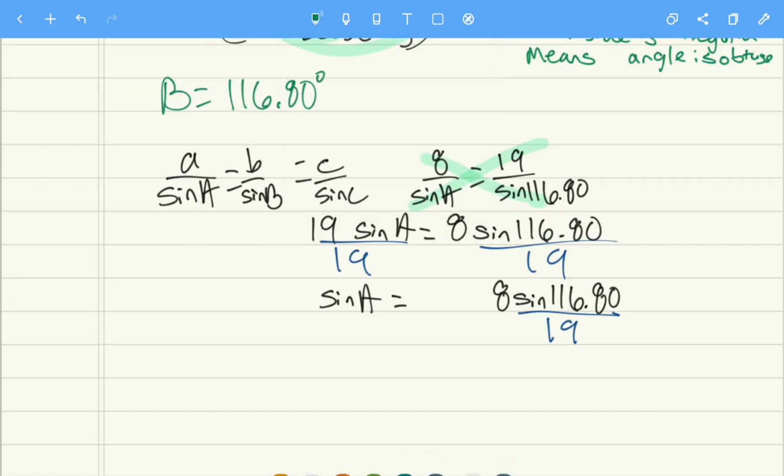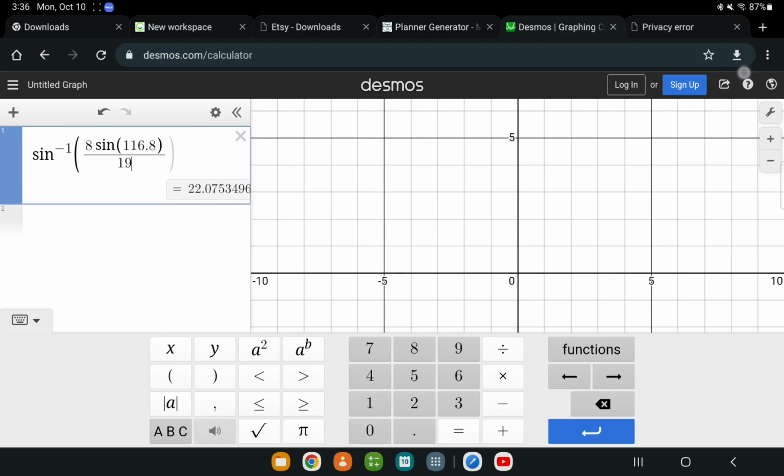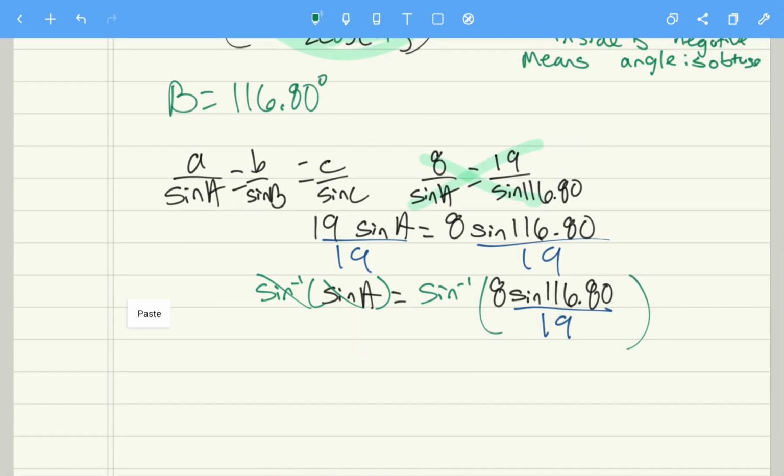Go ahead and take the inverse sine of both sides and plug that into a calculator. I've plugged this into a calculator. Now we get that angle A is 22.08 degrees.